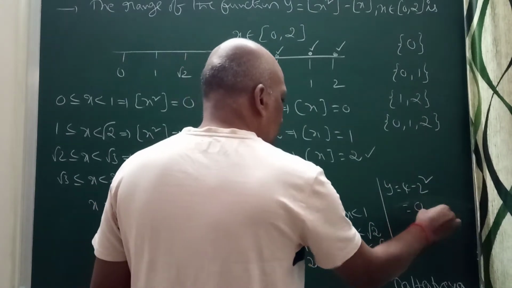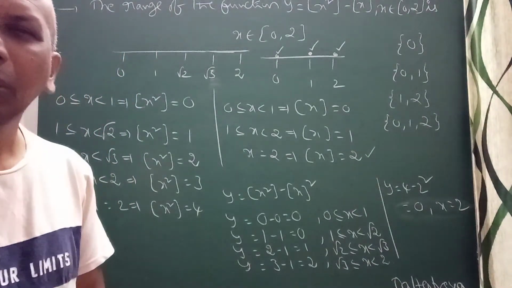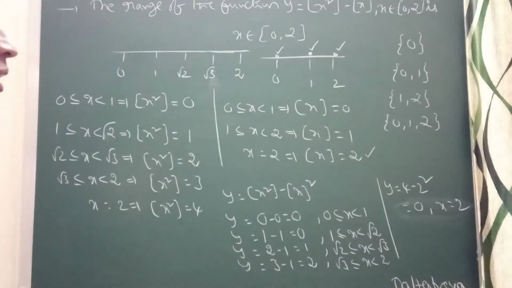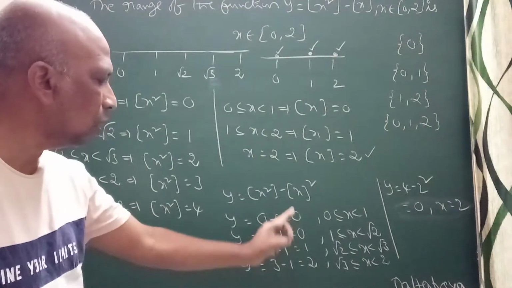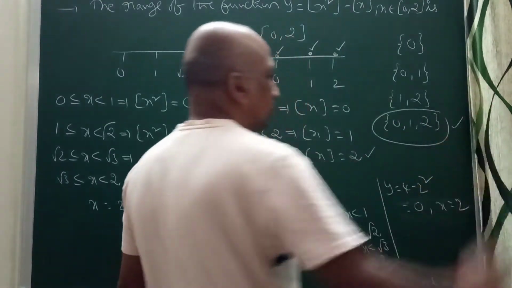This will be 0 when x is equal to 2. Correct? When x is equal to 2, this will be 0. You try to observe, when x is equal to 2, that value will be 0. So finally here your answer is, always you see the output is 0, 1, 2. Your answer is the set {0, 1, 2}.